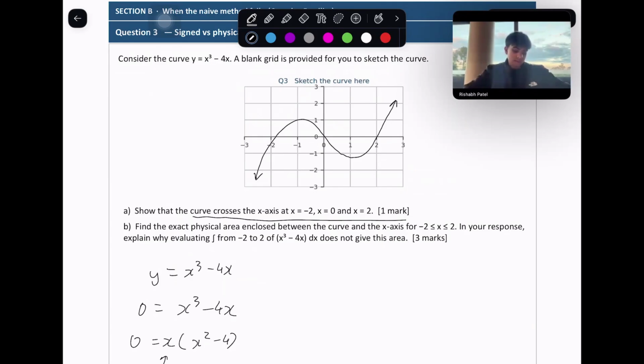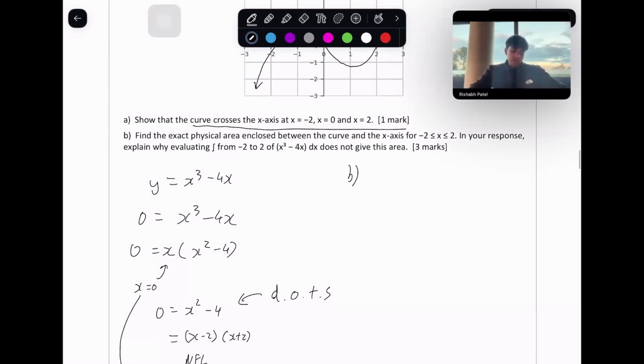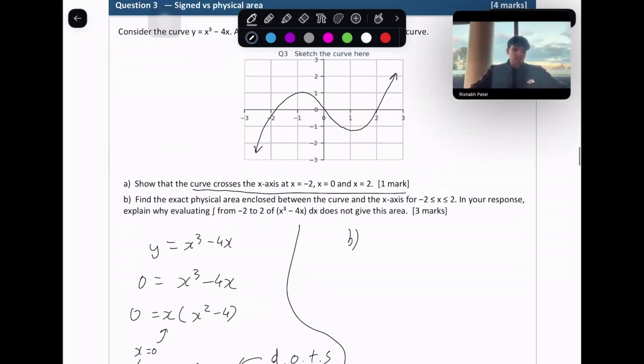Find the exact physical area enclosed between the curve and the x-axis from negative 2 to 2. In your response, explain why evaluating the integral from negative 2 to 2 of the function does not give this area. The reason it doesn't give us that area, as we discussed at the very beginning, is that the area under the x-axis will count as a negative area, which is not actually true in the real world. You don't have a negative area.